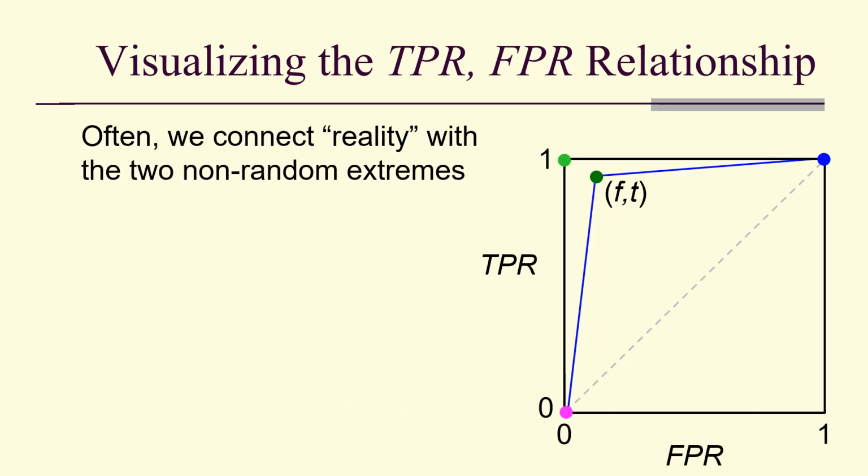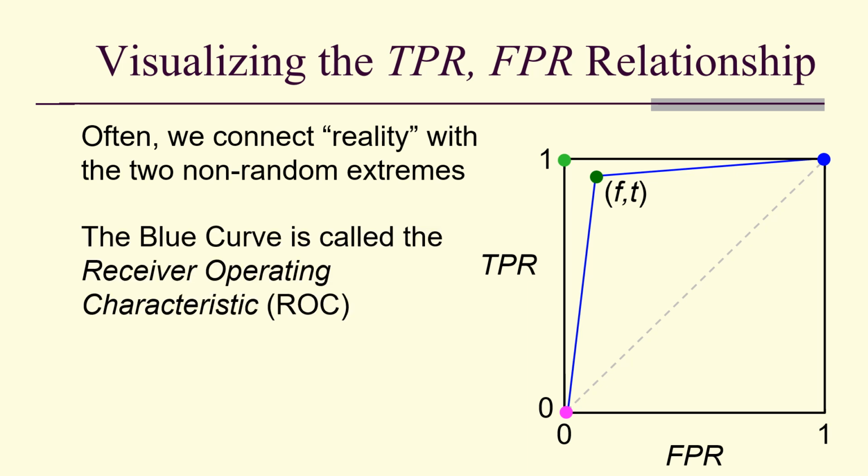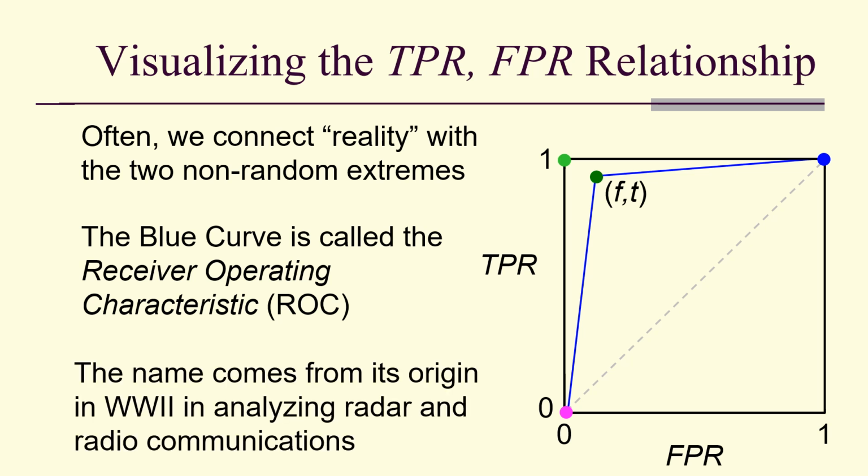And we can connect the corners of the random classifiers to form a curve. And this curve that goes from the origin through this (f, t) up to the 1, 1 point is called the receiver operating characteristic. The name comes because it originated in World War II in its use in analyzing radar and radio communications.